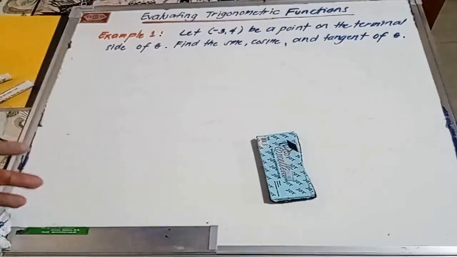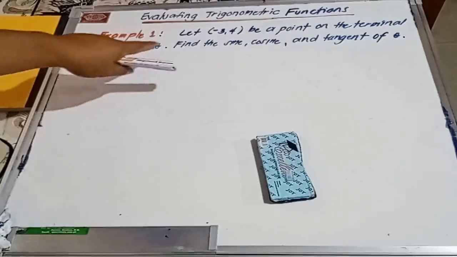Pag sinabing quadrant angle, yung ating terminal side nag-fall down either sa positive or negative x-axis or nag-fall down dun sa positive or negative y-axis. Okay? Ibig sabihin, yung mga angle na 0, 90, 180, 270, and 360 degrees, yun yung mga quadrant angles. Okay? Now, let's focus our attention on the first example in the evaluation of trigonometric functions.